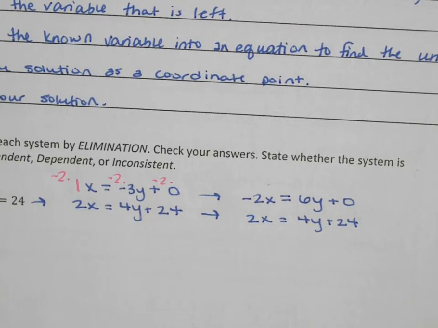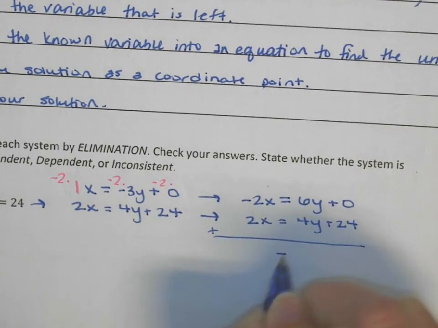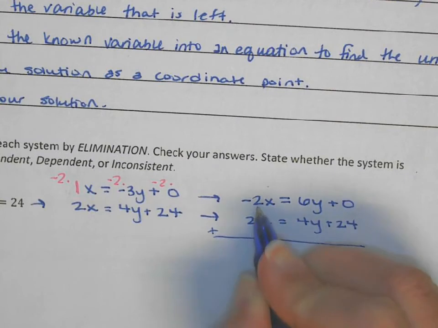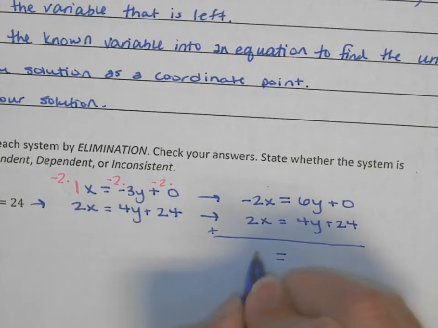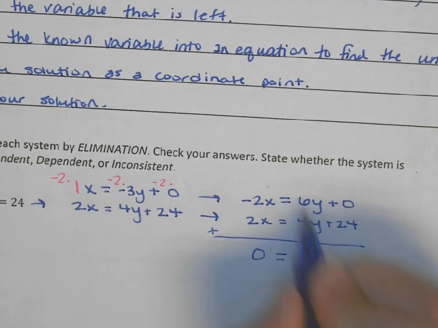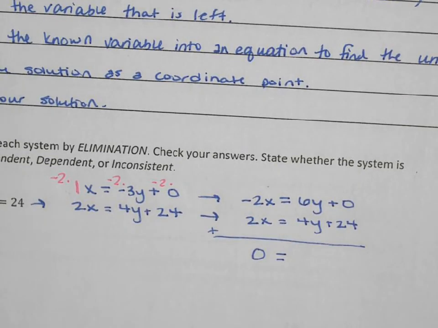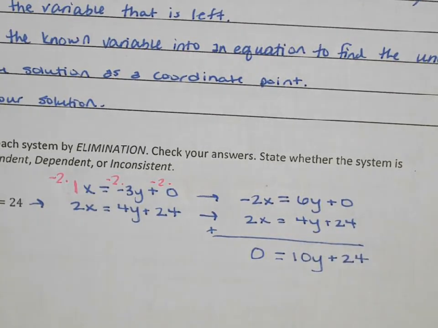Okay? So then it says to add the equations together. All right, so now I'm going to add them together. My equal sign is going to stay in the same spot. What is negative 2x plus 2x? 0. 0x, which is just 0. Okay? 6y and 4y is 10y. 24 and 0 is still plus 24.